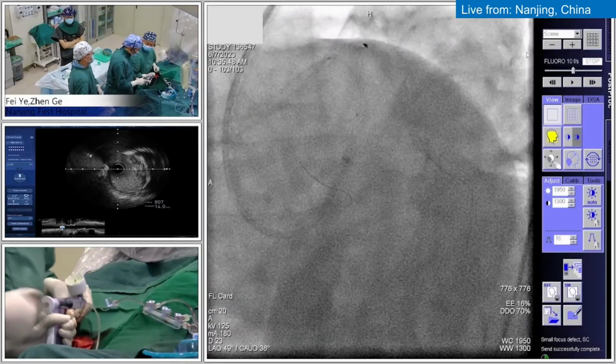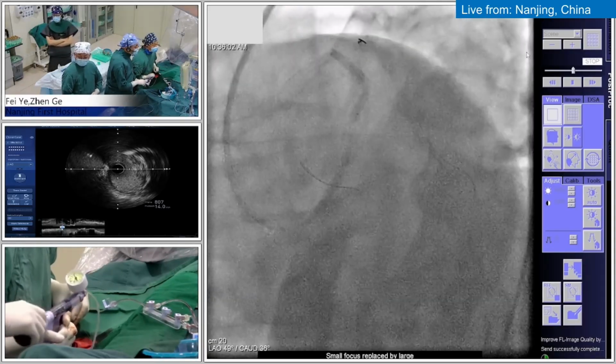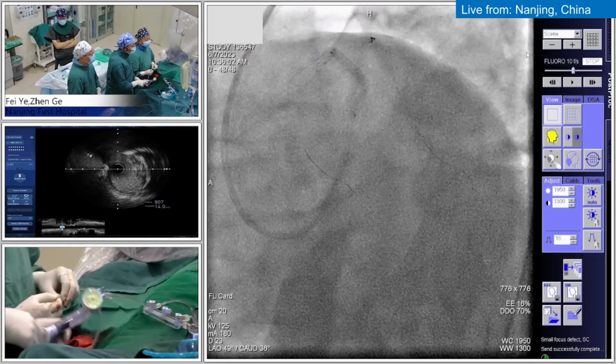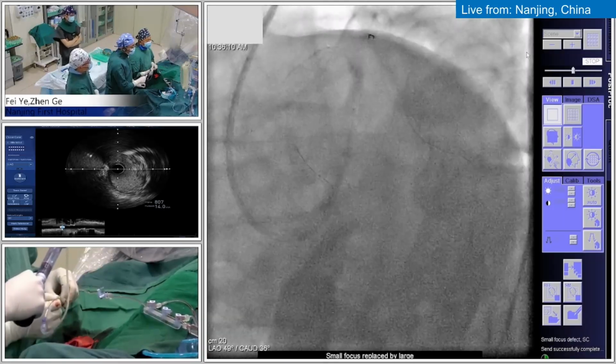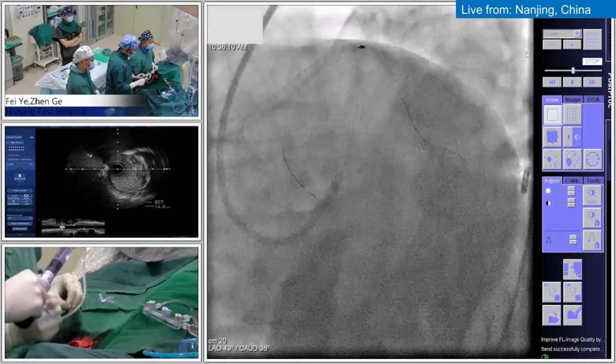Probably we use 3.5, it's enough. 3.5 is better. Reference diameter, media to media, is 4.0. Okay, 3.5 is okay.